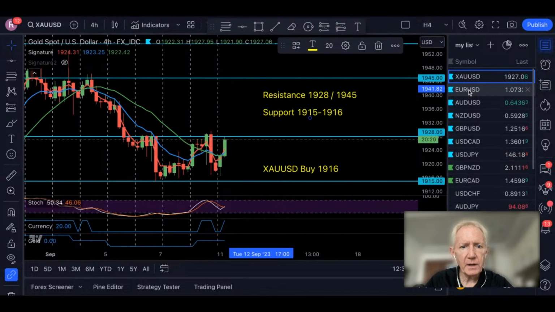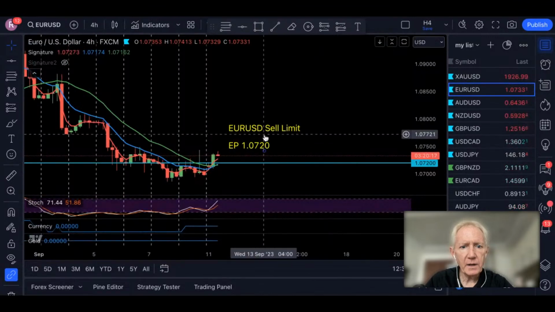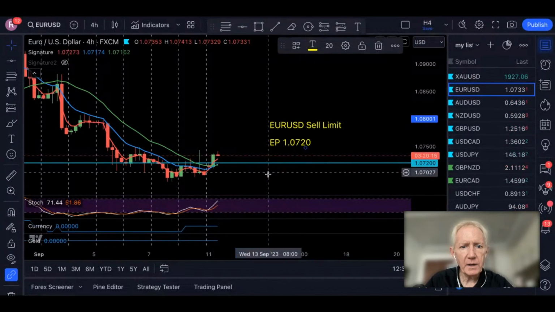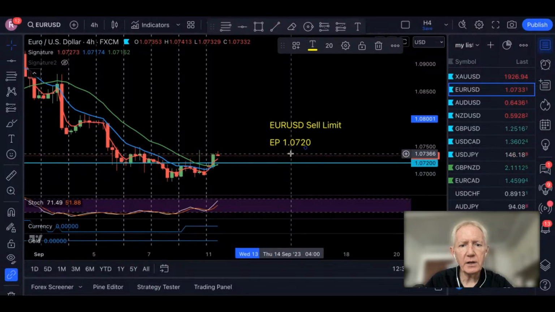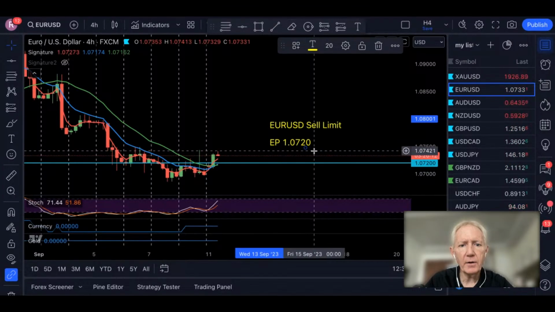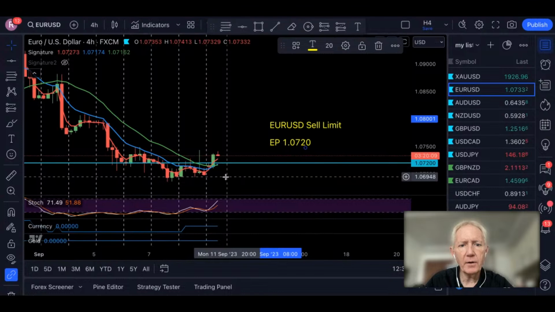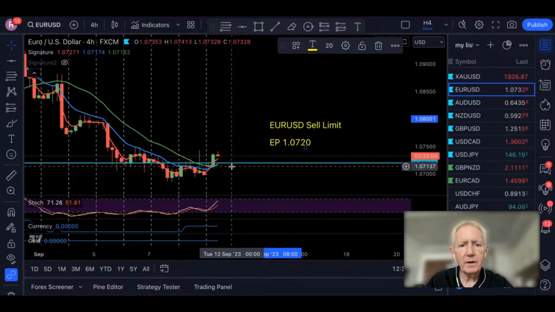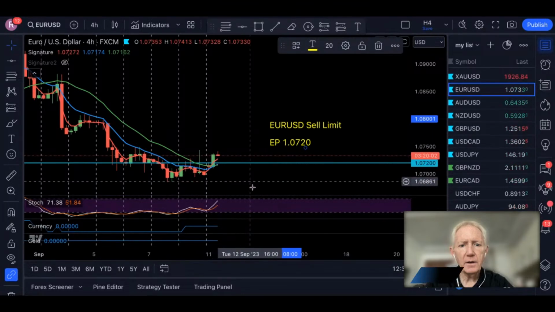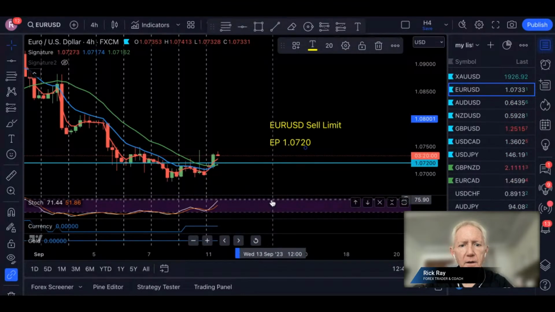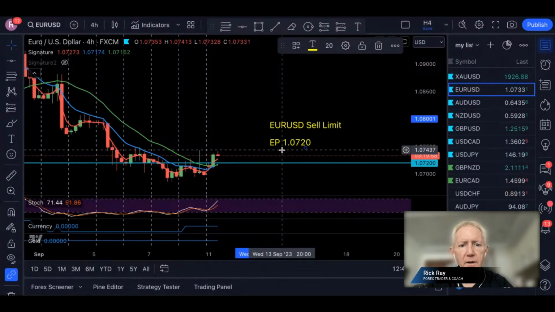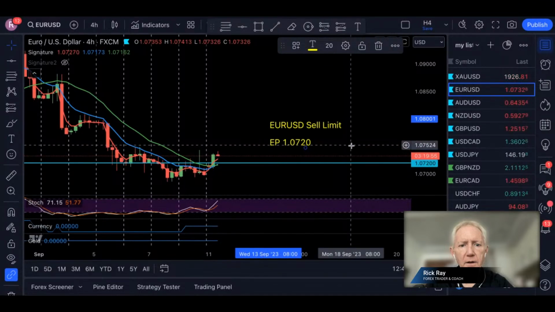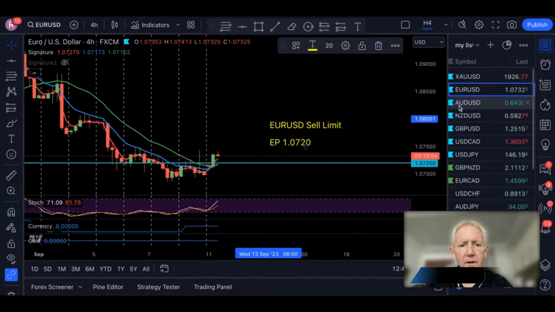All right, let's move to the Euro US, and I'll go through these fairly quickly. I have a sell limit on that one with the entry price at 1.0720. And now that the market is already moving, if you have not taken this trade, that would be a sell stop, expecting the Euro US to continue its downward move. The entry price for that sell stop would be 1.0720.